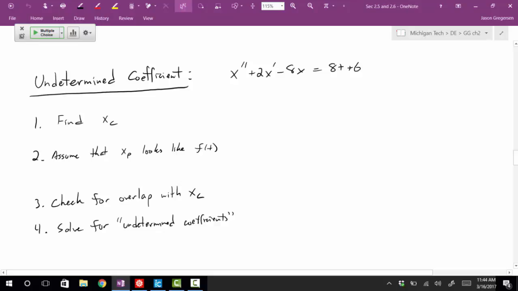Okay? So if it's a 1 over t on the right-hand side, I can't use this technique. I have to use variation of parameters. Any questions there? All right, how do we use this technique?